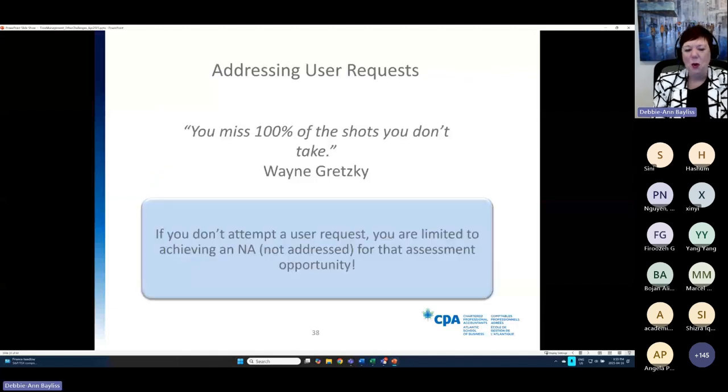I love this quote by a famous Canadian hockey player, Wayne Gretzky: "You miss 100% of the shots you don't take." So if you don't complete an assessment opportunity, or it's a superficial attempt, not addressing it or a nominal competency assessment is not going to count towards any of those levels, which again has a negative impact on your ability to pass the CFE.